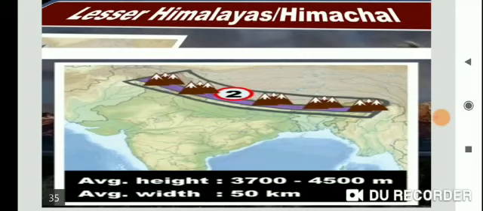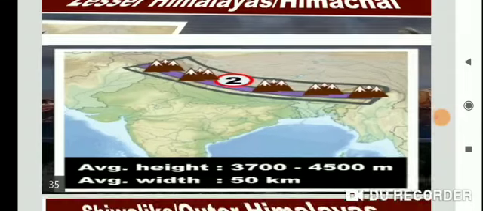Nainital, etc. So, first of all, Himachal or the lesser Himalayas: this range lies to the south of the Himadri and forms the most rugged mountain system. It is composed of highly compressed rock, with the height varying from 3700 to 4500 meters, and the average width of this range of the Himalayas is 50 kilometers. For example, it is composed of ranges like Pir Panjal, Dauladhar, and Mahabharat.